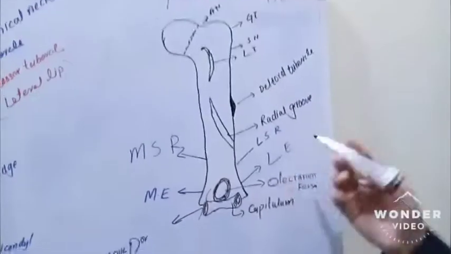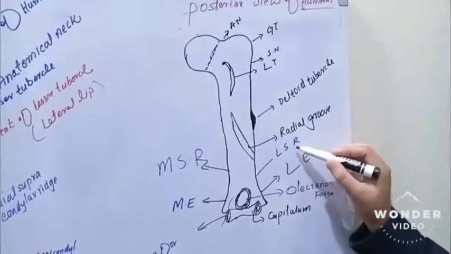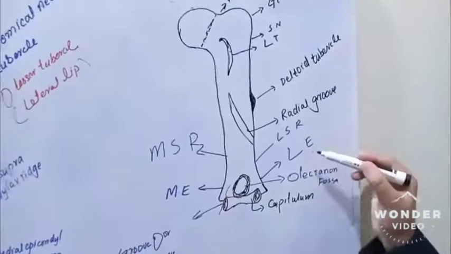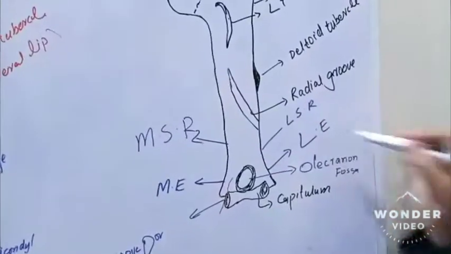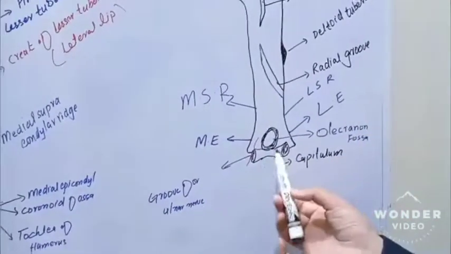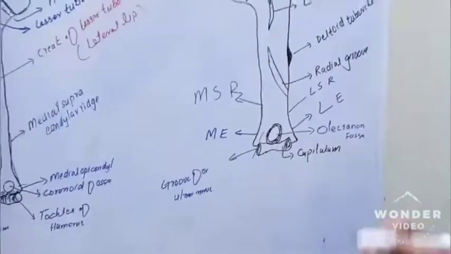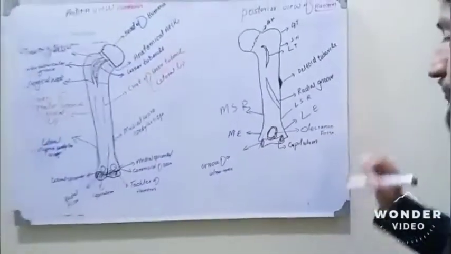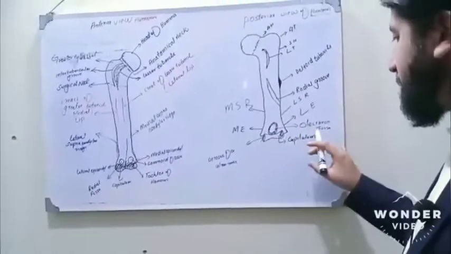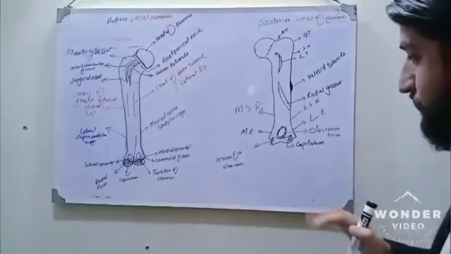Coming to the opposite side, this is the lateral supracondylar ridge, and this one is the lateral epicondyle. Below, in the posterior view of the humerus, we have one fossa called the olecranon fossa. This is a very important fossa, and below it is the capitulum.